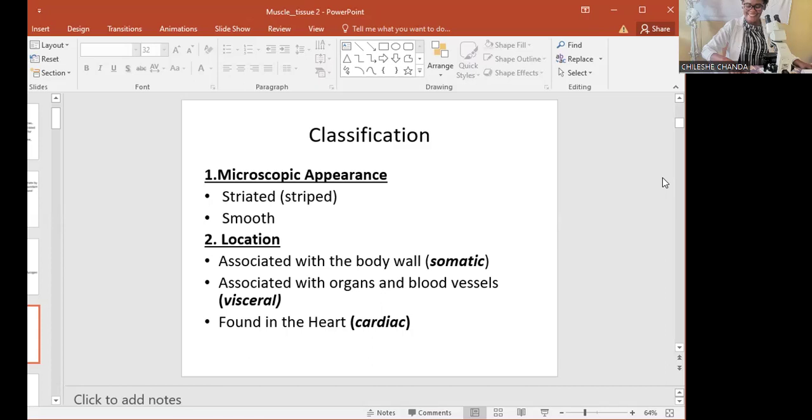So the first, under microscopic appearance, we have two types. We have striated and then we have smooth muscle. There will be some muscles that, when you look at them under the microscope, look like they have stripes, and those are striated muscles. Then we have other muscles that will not appear to have stripes, and those are known as smooth muscle tissue.